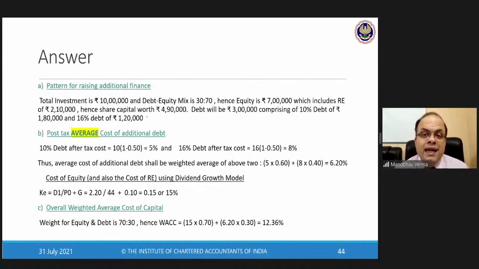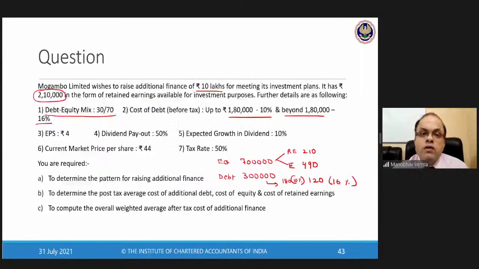So this is exactly what we are looking at. If you look at the first answer, that's what we are discussing right now: 7 lakhs equity, that's including 210, so additional share capital of 490. Now the second question is the post-tax average cost of additional debt, cost of equity, and retained earnings.